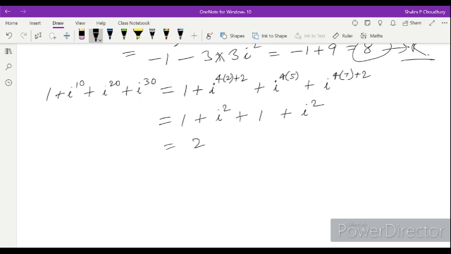So 2 plus 2 i squared, taking 2 common, 2 into 1 plus i squared. What is the value of i squared? The value of i squared will be minus 1. So the 1 and minus 1 cancel, it will be 0. 2 into 0 will be 0. So what value are we getting? We are getting a real number, that is 0, which is a real number.